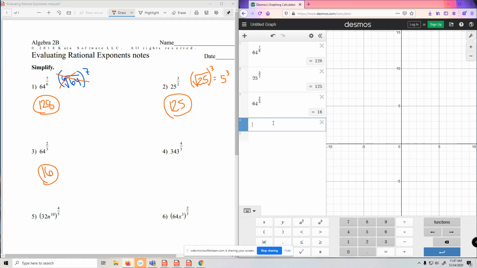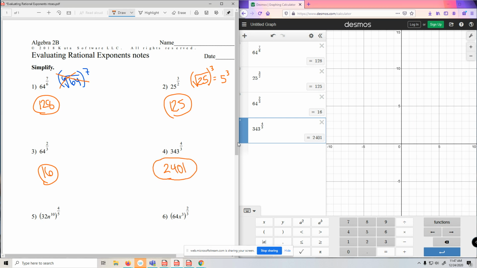Last but not least, 343. A to the B, division key to make it a fraction. 4 over 3, we get 2,401. So notice sometimes we're going to get some kind of big numbers for these, and that is perfectly fine. Don't let them scare you.